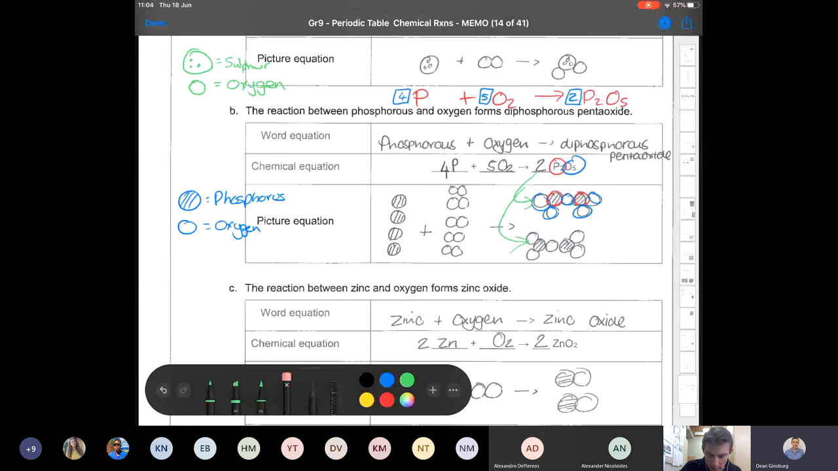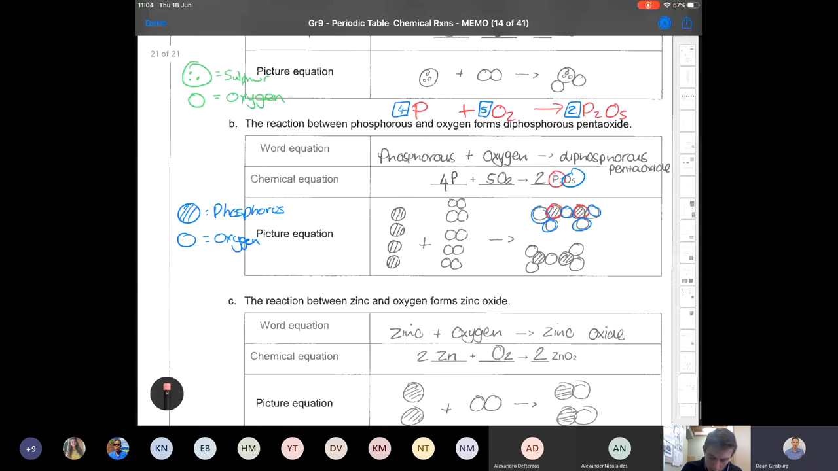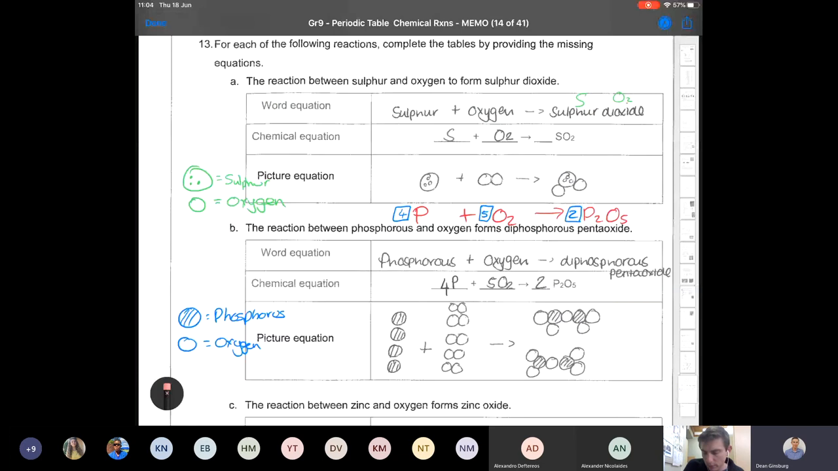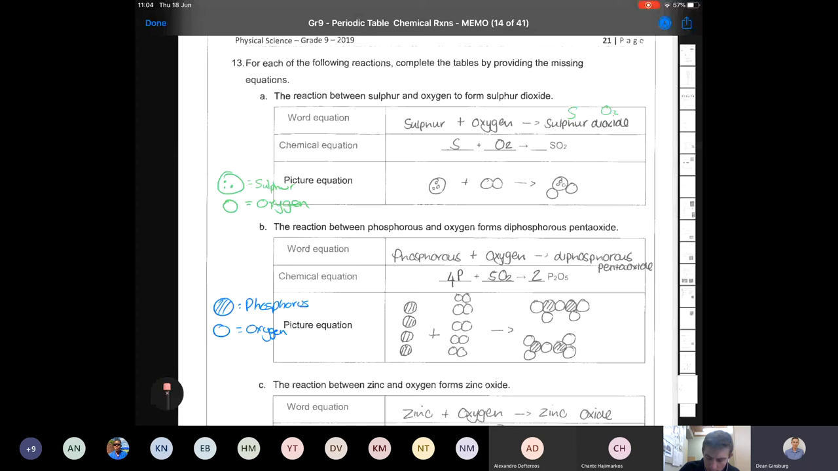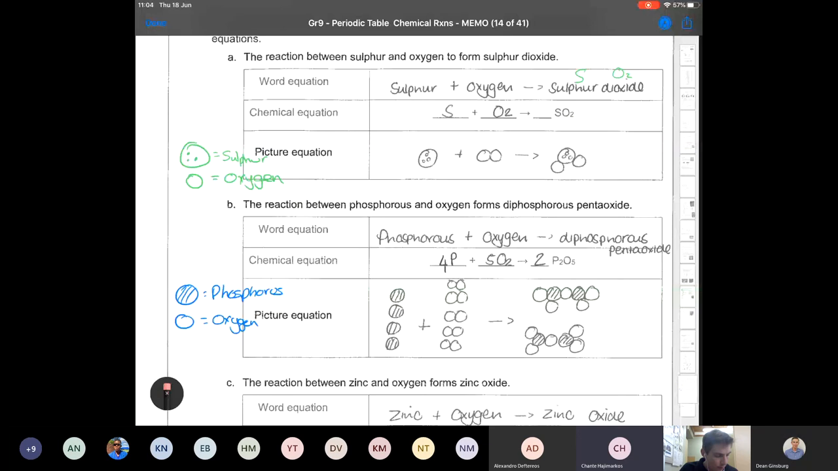Shante, the reaction between zinc and oxygen forms zinc oxide. So, give me the word equation for that. Zinc plus oxygen is zinc oxide. The arrow represents reacts to form. So you say zinc plus oxygen reacts to form zinc oxide. Good. And then chemical equation? Zn plus O2 reacts to form. There's nothing on the line. It's just Zn O2. Okay.